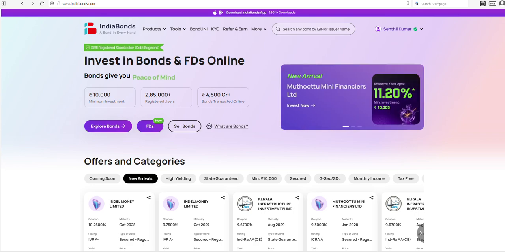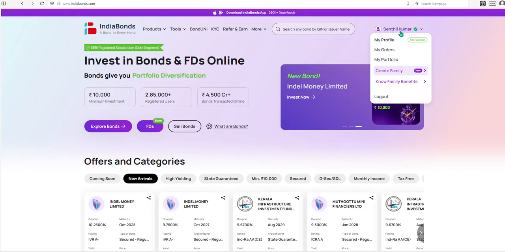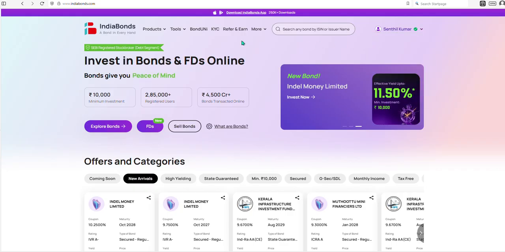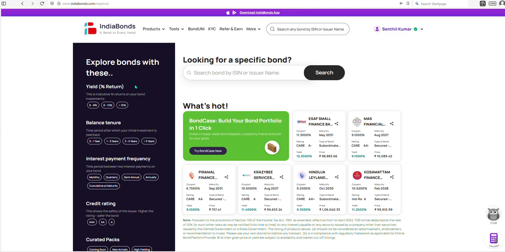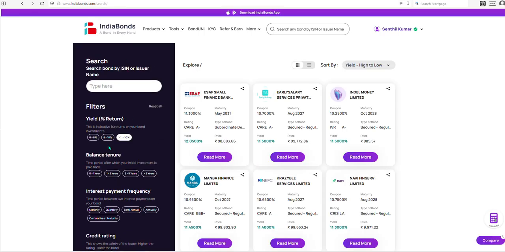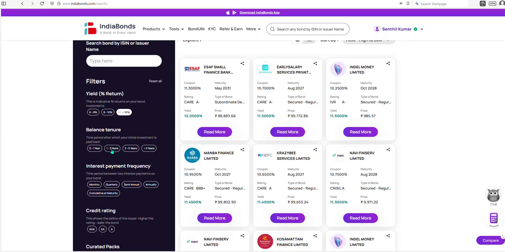This is about screening bonds for safe investment via indiabonds.com. Once you log in with your credentials, you will get to this page. Go to Product and Bond Trading. You select the yield as more than 10 percent, and for the period I normally select a 1 to 3 years duration.